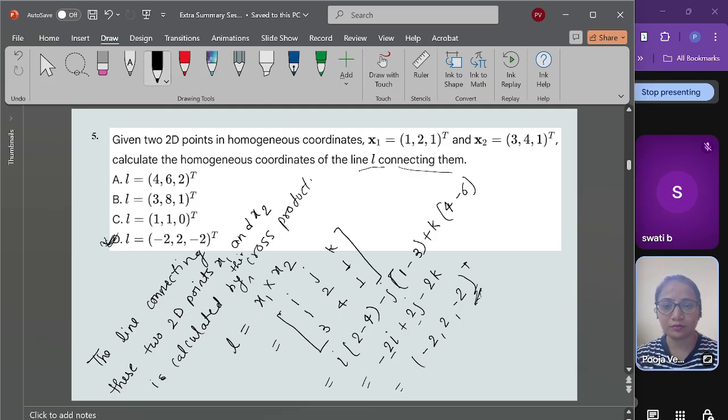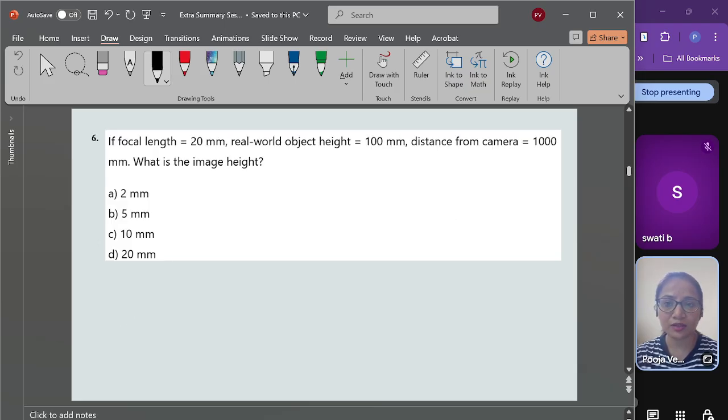Okay, so this is the coordinate that connects these two 2D points. Okay, I hope all of you are understanding these questions, or are you able to recollect these points? So, moving to our next question.